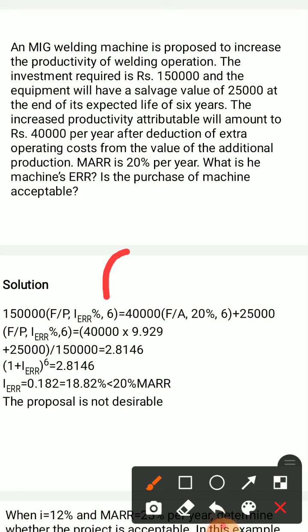Again, this we can equate. Now, in the previously discussed example, this cost is 5,000. In here, this cost is 1,50,000. Here the cost is 1,50,000. So this will be represented like this.